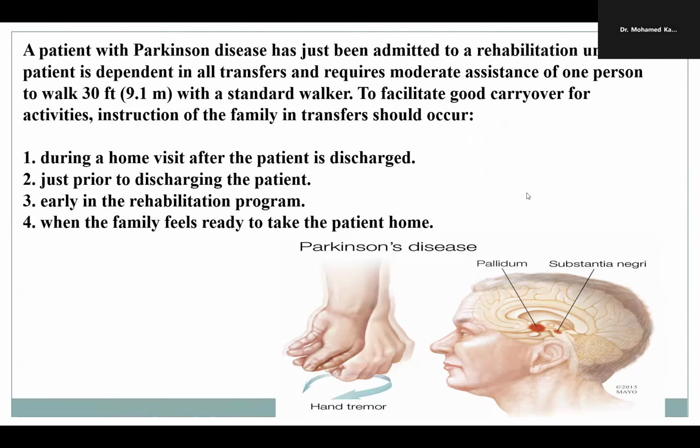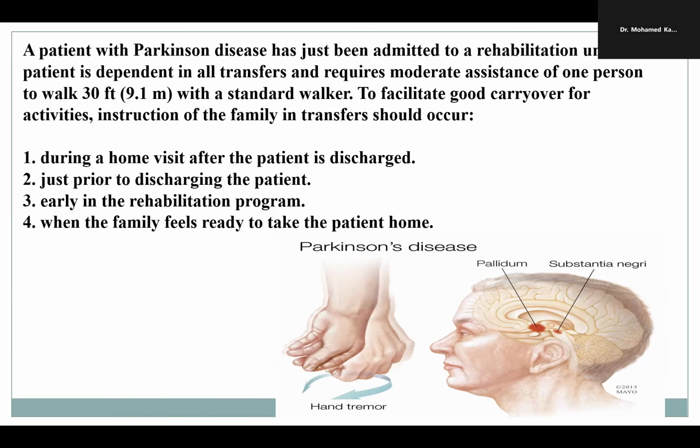A patient with Parkinson disease has just been admitted to the rehabilitation unit. The patient is dependent in all transfers and requires moderate assistance of one person to walk 30 foot, which is about 9.1 meters, with a standard walker. To facilitate good carryover for activities, instruction for the family in transfer should occur.